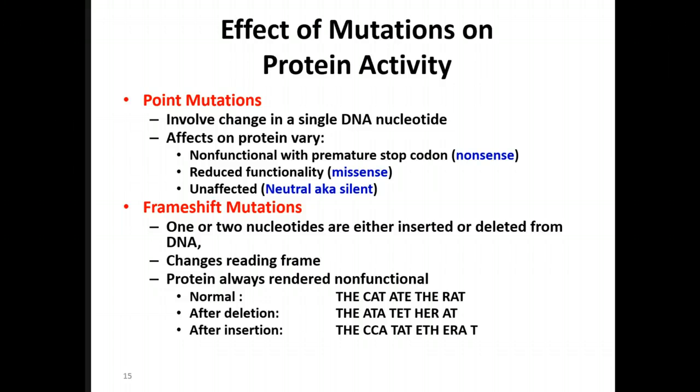You can end up with a protein that functions, but not the way that it should. And we refer to this as reduced functionality. And we call it a missense mutation at the level of a protein. Or you can have a situation where you have a change in a nucleotide, so the DNA is changed, but the protein is ultimately unaffected. And we call this a neutral or silent mutation at the level of the protein.